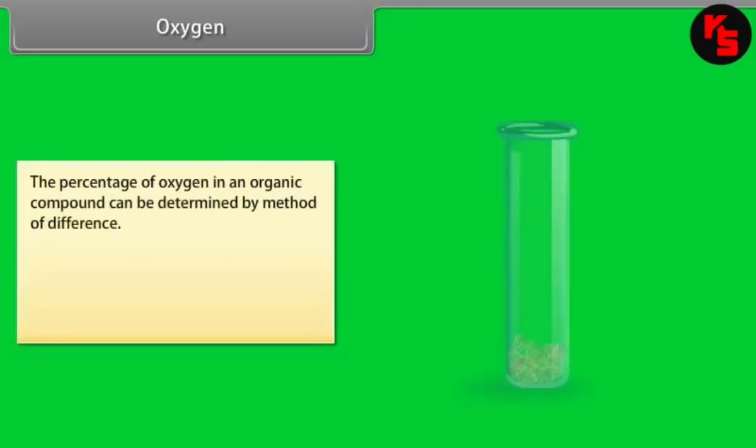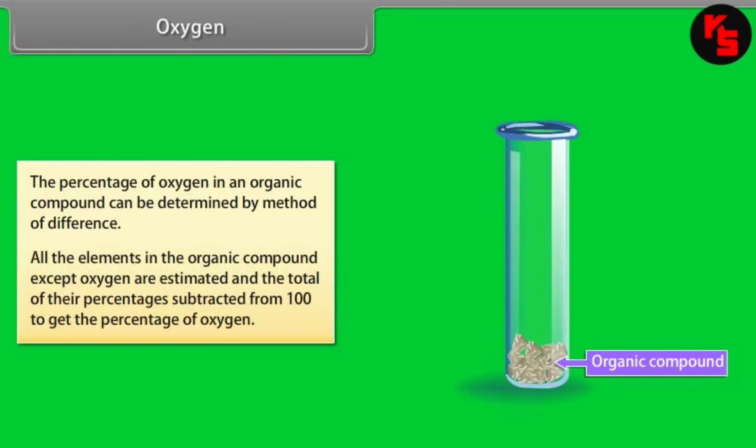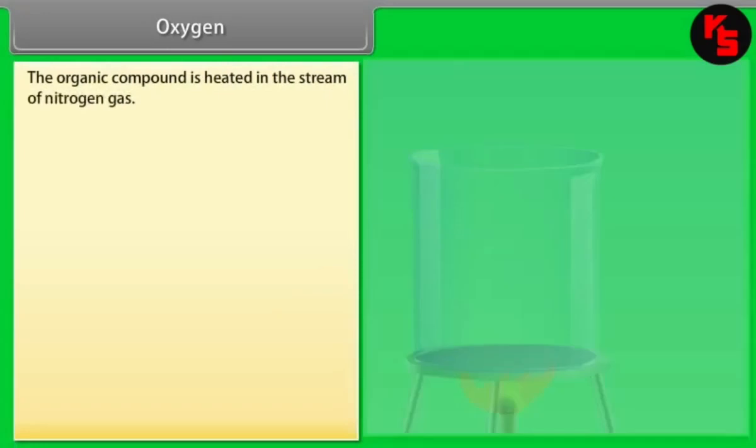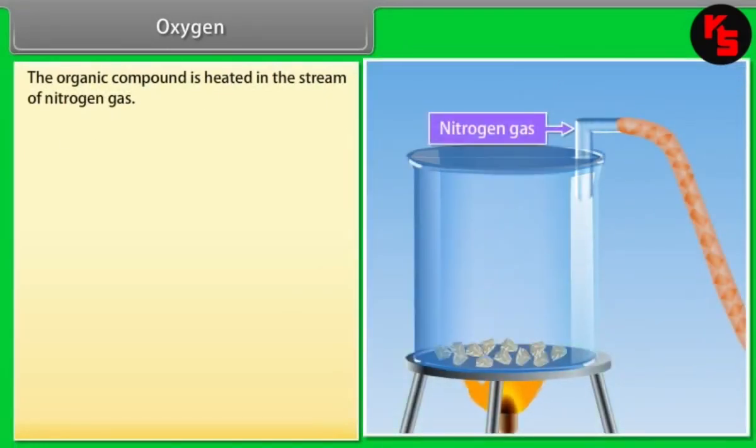Oxygen. The percentage of oxygen in an organic compound can be determined by the method of difference. All the elements in the organic compound except oxygen are estimated and the total of their percentages is subtracted from 100 to get the percentage of oxygen. The organic compound is heated in a stream of nitrogen gas.